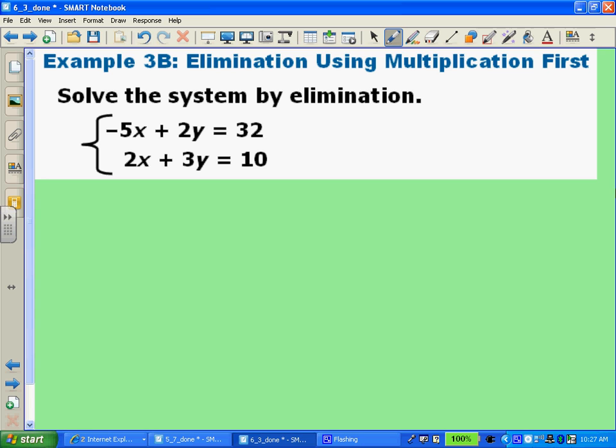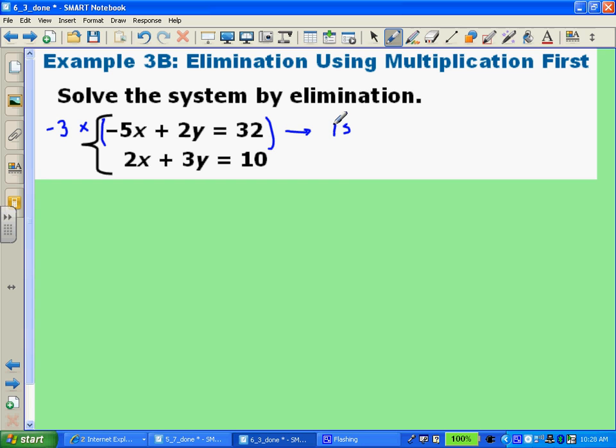Now this one's a little bit harder. Once again, I have to make the decision: do I want to cancel out the x or the y? It doesn't really matter at all. Since we did the x last time, let's do the y this time. I have 2y and 3y, and I want those to be the same. So I have to think about what 2 and 3 both go into, and that would be 6. I want to make one of them positive 6 and one of them negative 6. Let's make the top one negative 6, so let's multiply by negative 3 there.